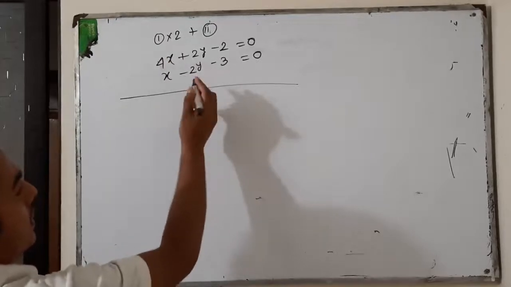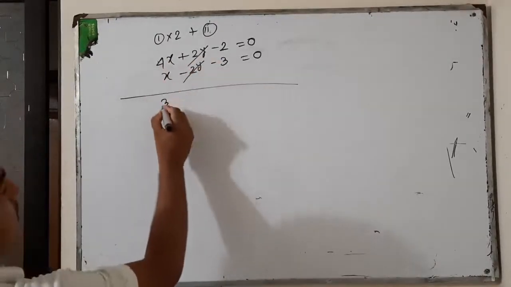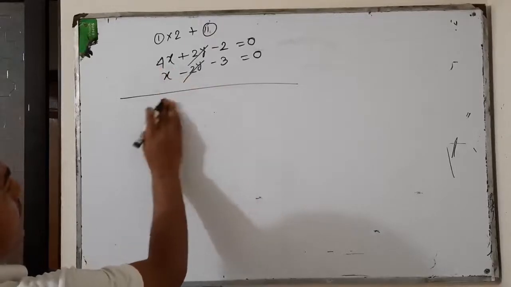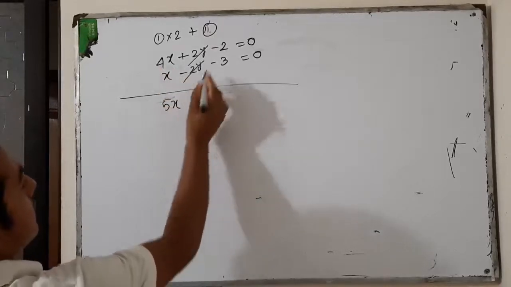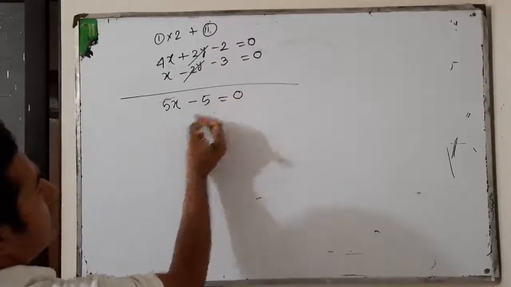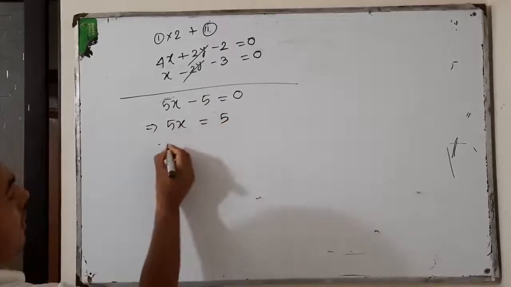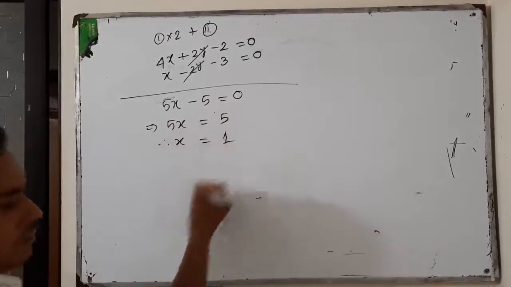Add the two equations: 2y and minus 2y cancel, then 4x plus x is 5x, minus 2 minus 3 is minus 5, equal to 0. Then 5x is equal to 5, then x is equal to 1.